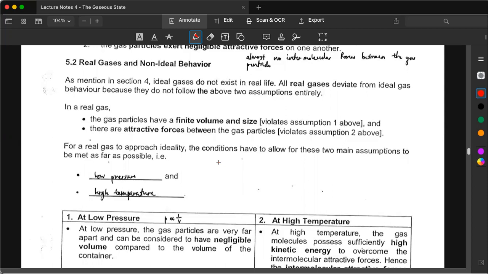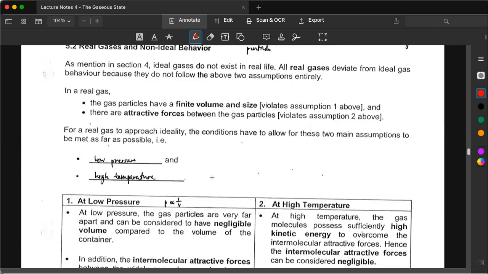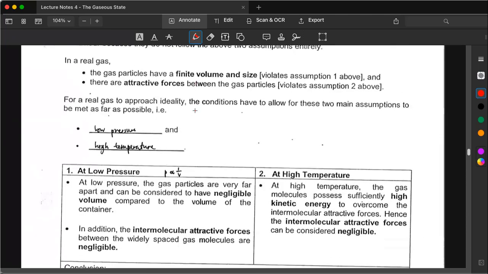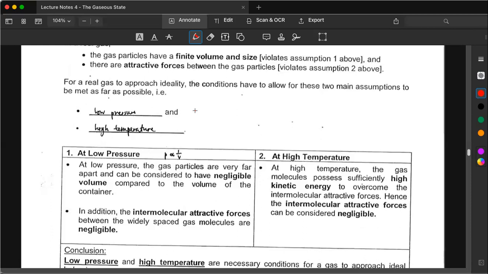All real gases will deviate from the ideal gas equation because they cannot follow two assumptions entirely. Number one, in a real gas, the gas particles have finite volume and size, which violates assumption one. And there are attractive forces between the gas particles, which violates assumption two also. So in order for a real gas to approach ideality, these are the two conditions. Number one, low pressure, and number two, high temperature.